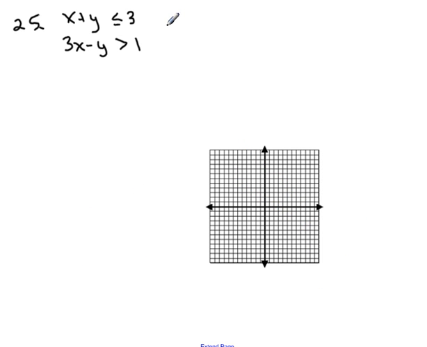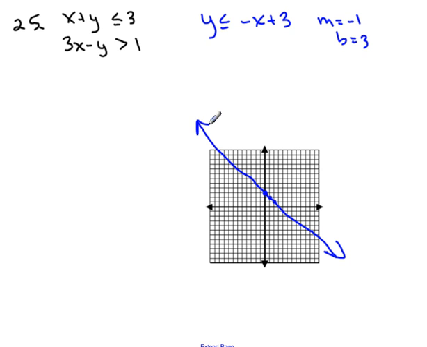Okay, last problem. We need to solve the top equation for y, so I'm going to subtract x. That gives me y less than or equal to -x plus 3. You have a slope of -1 and intercept of 3. So I'll begin at the point 0, 3 and move down 1, right 1, down 1, right 1. Solid line because of the equal sign. Less than means shade below the line.